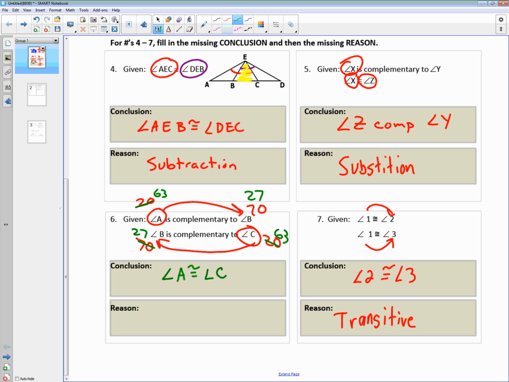The reason is the complements of the same angle. Complements of the same angle have to be congruent. Again, in the event this would be: if two angles are complementary to the same angle, then they are congruent to each other.